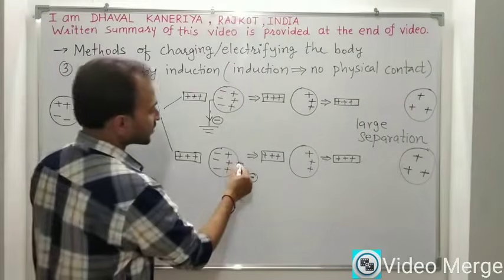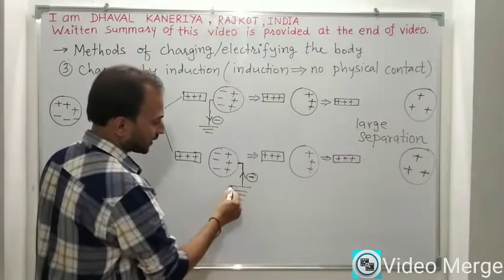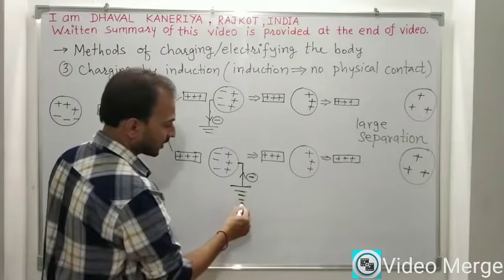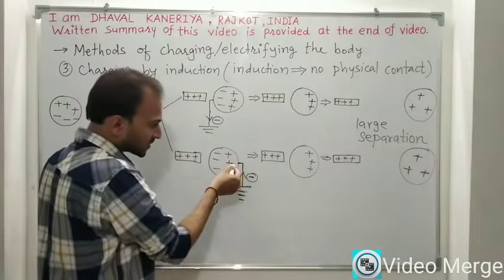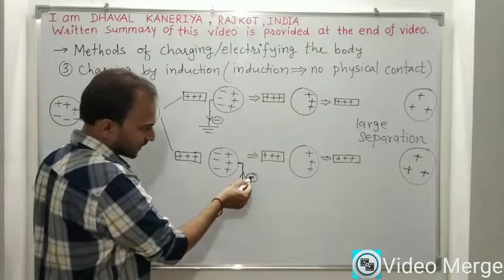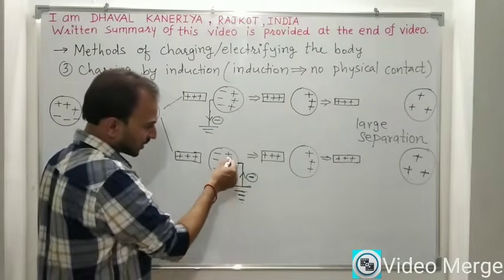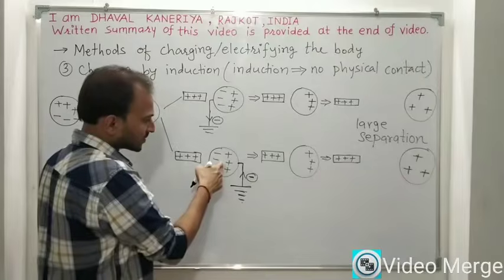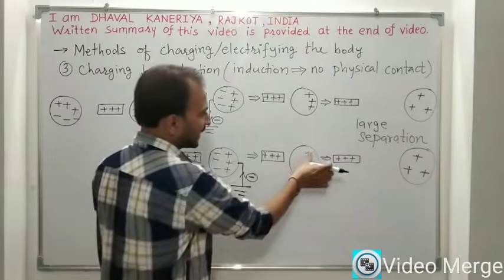Here, earthing is provided on right hand side. So electrons will come out of the earth and go to this sphere. These electrons will neutralize positive charges. So this sphere will retain only negative charges.